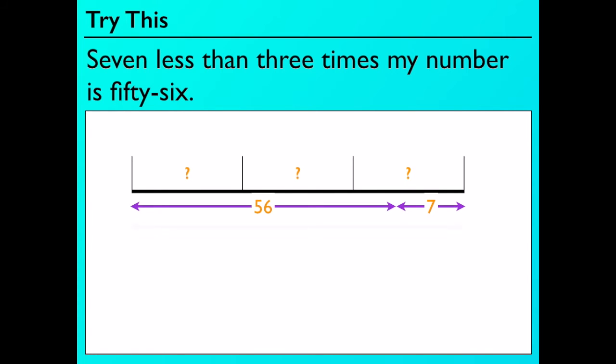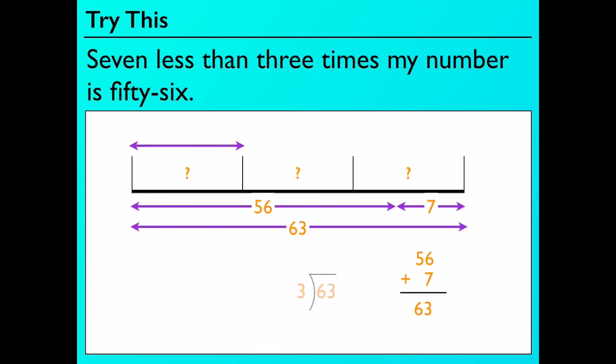Okay, so this time I want to see what is the length of 3 times my number. So I have to take that 56, I have to plus 7 to get 63. So 3 times my number is 63, so I can take 63 divided by 3 to get 21. So that's the length of my number. My number is 21.